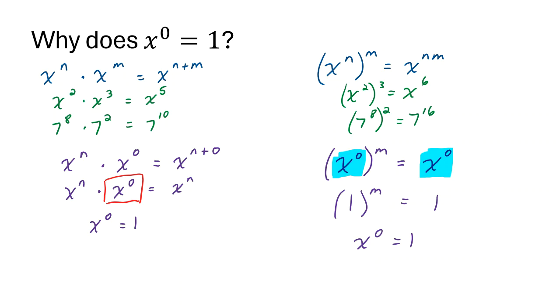All right, so these are some reasons why x to the 0 equals 1. Hopefully that helps you remember this property and be able to use it appropriately.